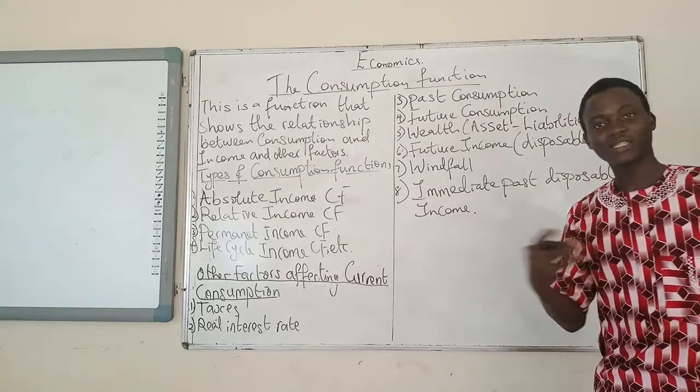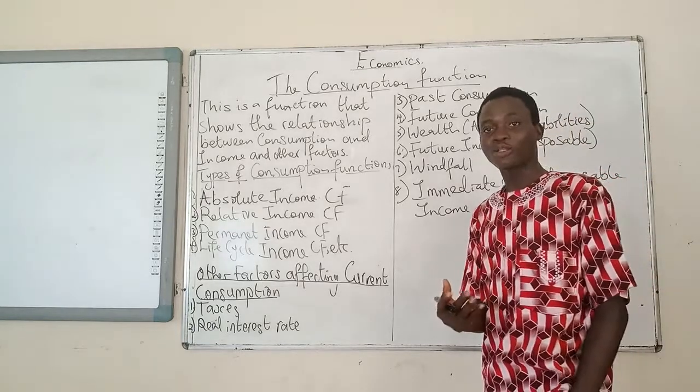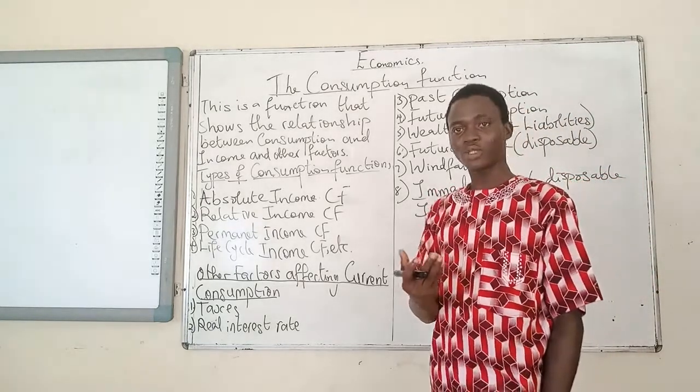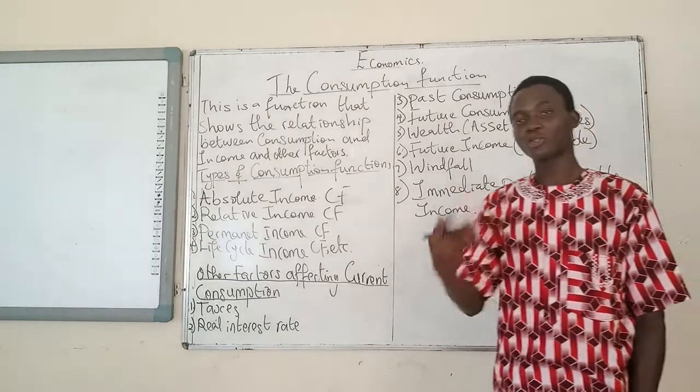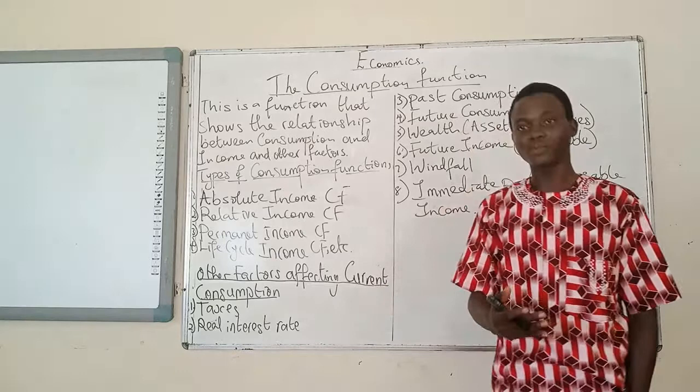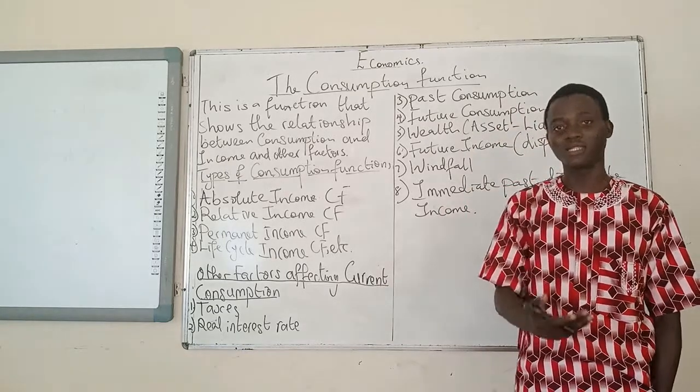Now, tax is a levy. So the higher the tax on the income of individuals, what is going to happen? The lower the disposable income, and the lower the disposable income, the lower the consumption spending compared, on average, to when the taxes were lower.